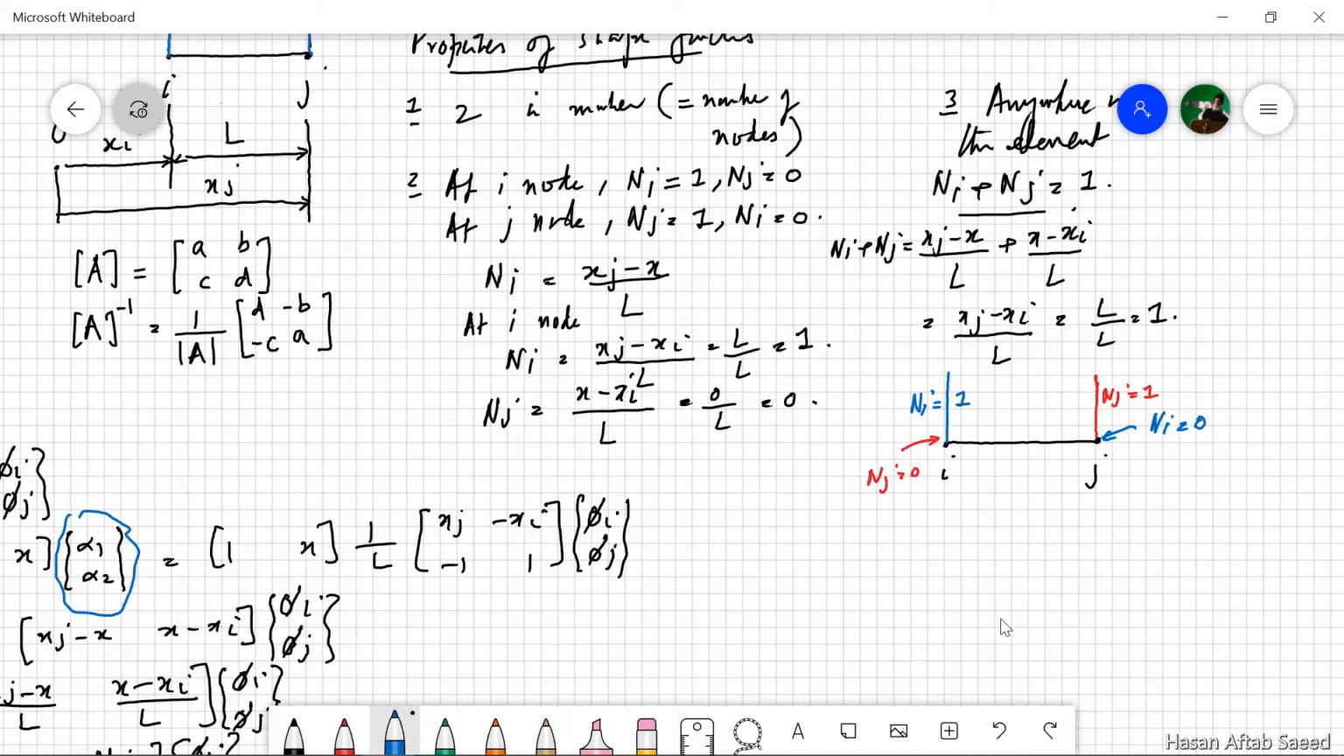And because it's a linear interpolation function, the manner in which it goes to 0 is linear. It is very obvious that at a point in between, at the midpoint, both ni and nj should be equal to 0.5 each. Similarly, if you select the midpoint and the node j, then because it's a linear interpolation function, you can say that here nj will be 0.75, whereas ni will be 0.25.